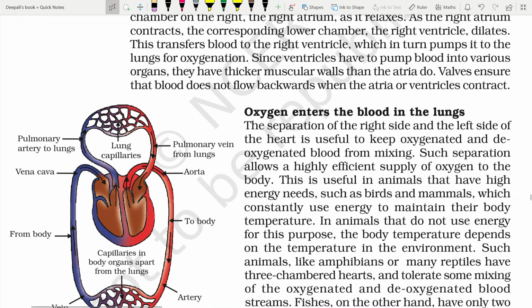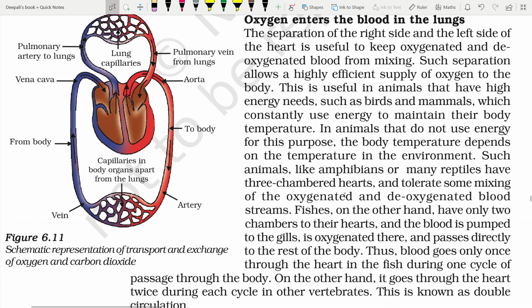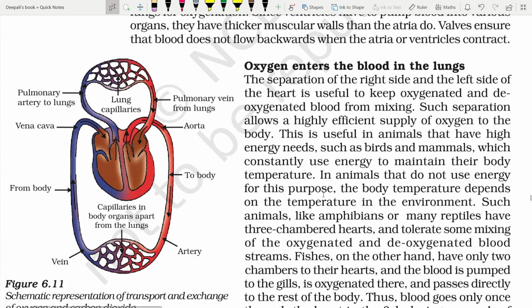Now oxygen enters the blood in the lungs. The separation of the right side and the left side of the heart is useful to keep the oxygenated and deoxygenated blood from mixing. Such separation allows a highly efficient supply of oxygen to the body.